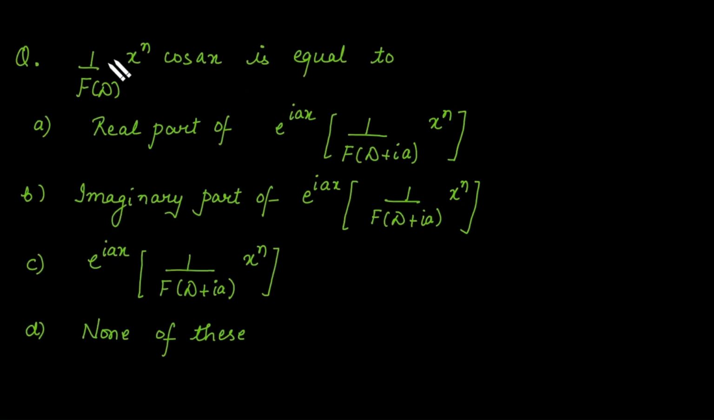Next question is, this term is equal to the real part of this one, the imaginary part of this one, or this form, or D option, that is none of these. Now the point is what this indicates over here. So it has x raised to power n cos of ax. And if you observe the options, they have an iota form. It means we need to convert this into the exponential form. So how can we write this in the form of exponential?